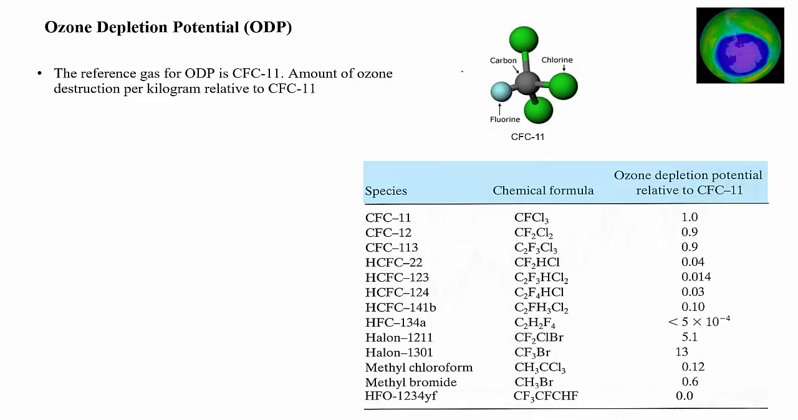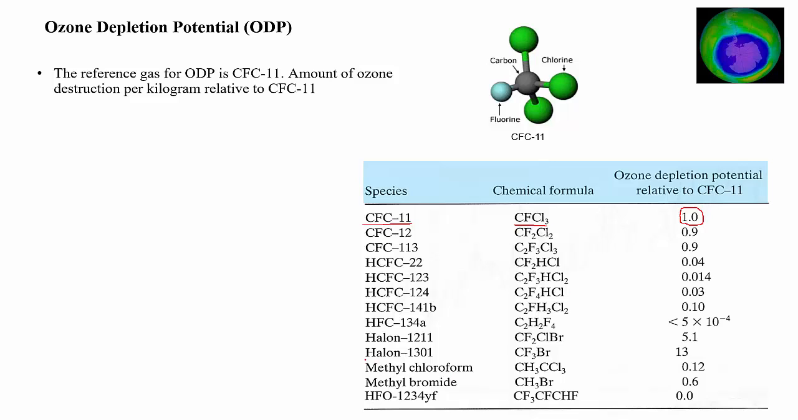Nowadays, chemicals are rated based on their ozone depletion potential, or ODP. This is a measure of how much they destroy stratospheric ozone. The reference gas for ODP is CFC11. In other words, it's the amount of ozone destruction per kilogram of substance relative to CFC11. So if you look on this table here for CFC11, you'll see its chemical formula, and by definition, it has an ozone depletion of 1. So it's the reference standard.